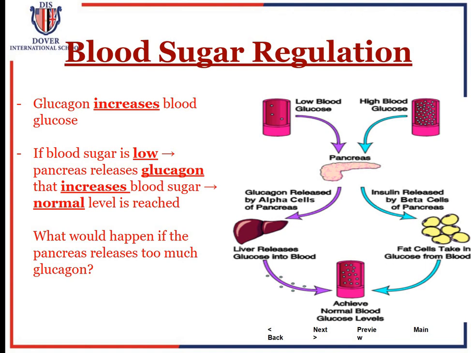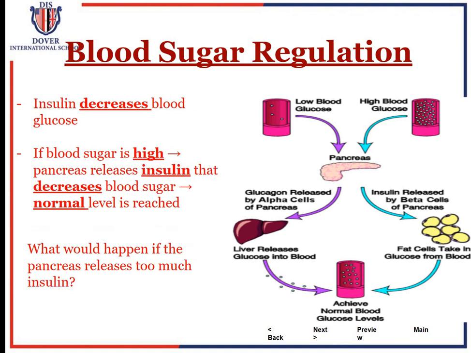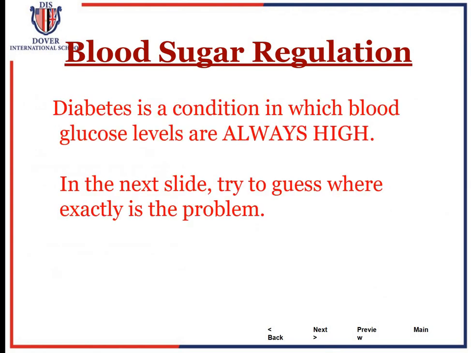What would happen if you have too much glucagon? I will have a large or a high blood sugar level. So glucagon is responsible for raising the blood sugar level. Insulin is responsible for decreasing the blood glucose level or the blood sugar level. So if the blood sugar is so high, the pancreas releases insulin that decreases the blood sugar to its normal level.